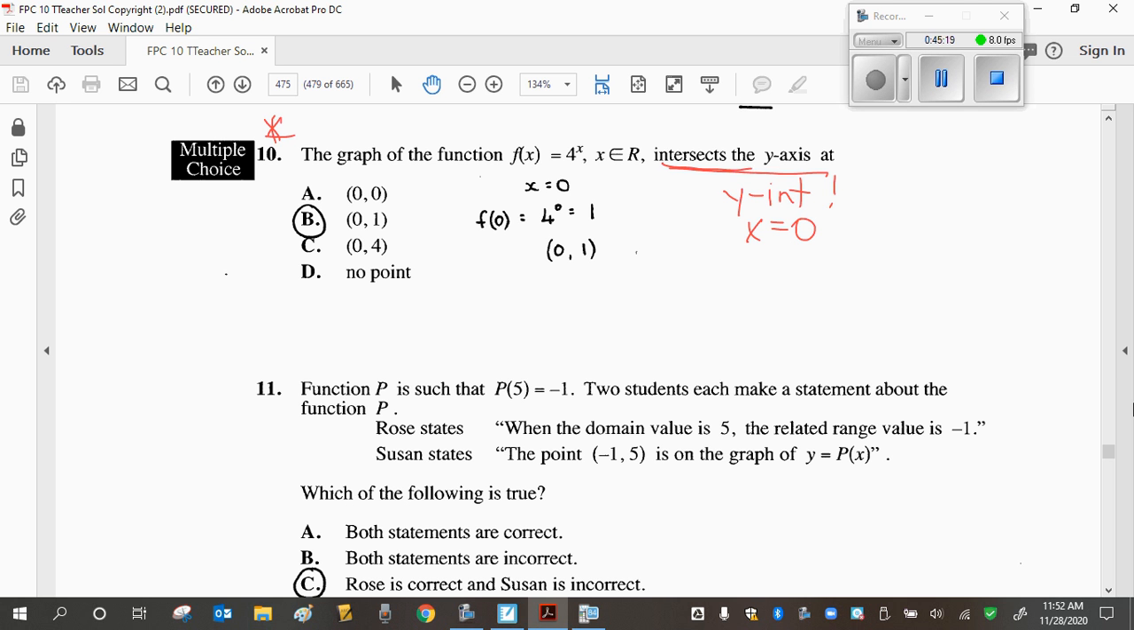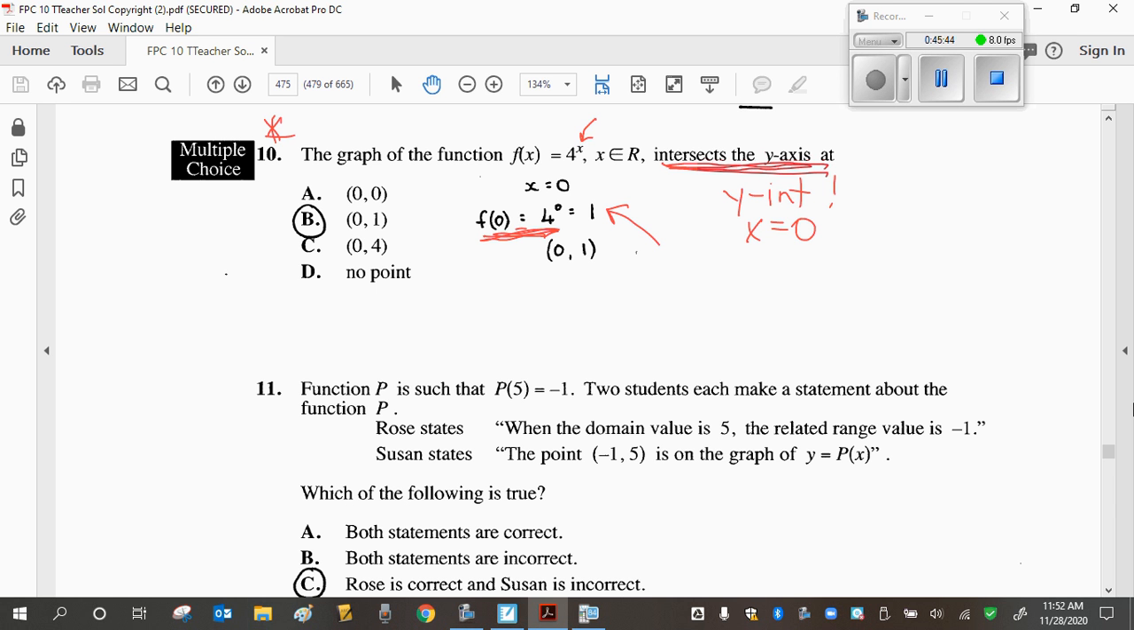So this information, they're telling you that x equals 0. So what does that mean? That means wherever you see an x, you put 0. So f of 0 equals 4 to the 0 exponent. And remember, anything to the 0 exponent, math karate, hiya! Equals 1. 0 exponent equals 1. Hiya!